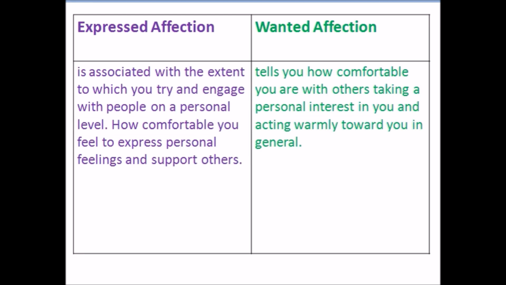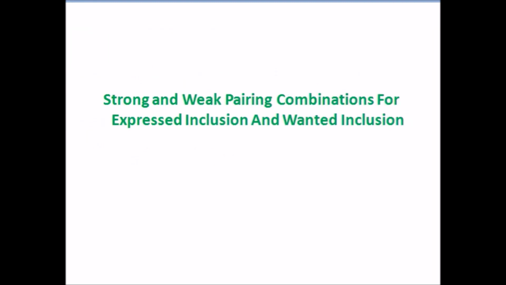The theory can be used as a tool in helping you predict how comfortable people will be interacting with others in specific situations. There are specific combinations of results that are considered especially strong or especially problematic within interactions within the group. So here are strong and weak pairing combinations for expressed inclusion and wanted inclusion. When an individual has similar results for both expressed and wanted inclusion, he or she tends to be very easy to read. Here is an example of a strong pairing combination.